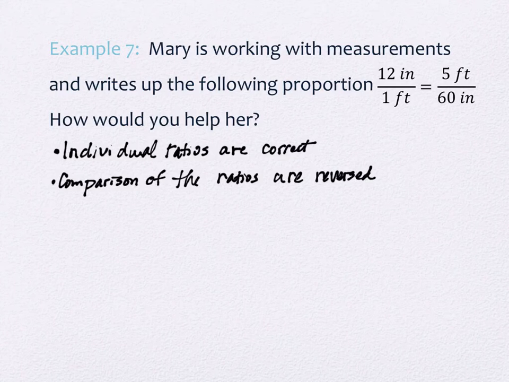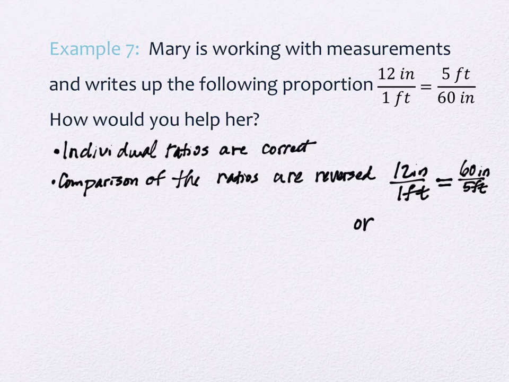So one way to fix that would be that she could leave the left-hand side as it is. She's comparing on the left-hand side inches on top to feet on bottom, and she could switch it. So this is 60 inches on top and 5 feet on bottom, right? She could also change it so that she's comparing inches on the left-hand side and feet on the right-hand side. And somebody else mentioned that, maybe Danielle, that yes, you could switch it that way too.